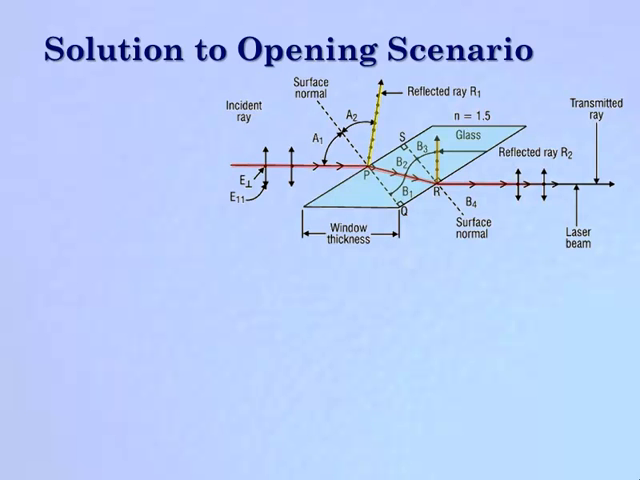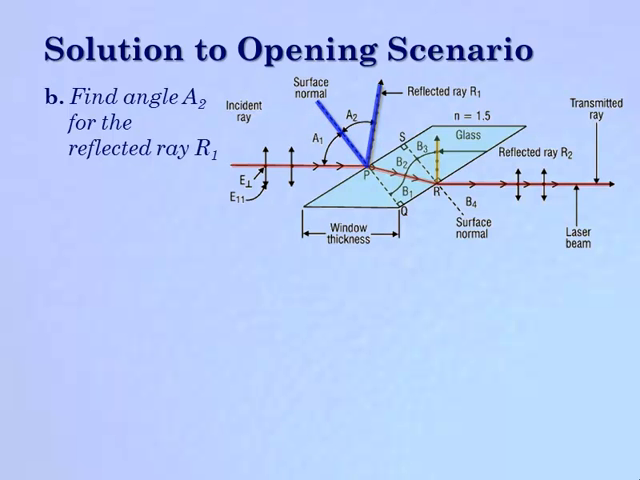All right, so part B of this problem says, what is this angle A2 for the reflected ray? If A1 comes in at the Brewster's angle, what is going to be the angle for A2?